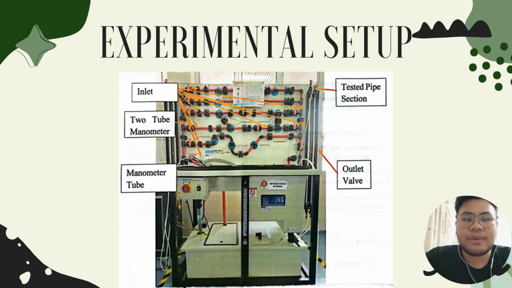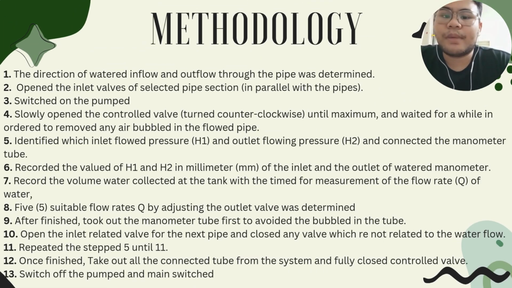We have the inlet, the test pipe section, 2-tube manometer, outlet valve and manometer tube. We have 13 steps of methodology for this experiment. The first one is the direction of water inflow and outflow through the pipe was determined. Second, open the inlet valve of the selected pipe section in parallel with the pipe. Next, switch on the pump. Fourthly, slowly open the control valve, turn counterclockwise until maximum, and wait for a while in order to remove any air bubbles in the flow pipe.